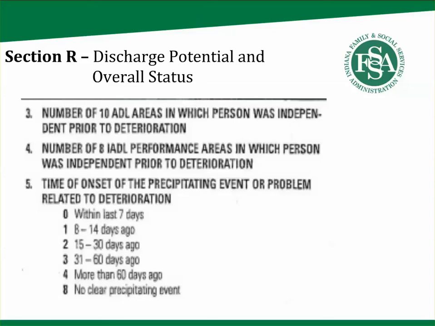And then the third one looks at the time of onset of the event or problem related to the deterioration. So sometimes there is definitely an event that happened. You know what, I broke my hip, and when I broke my hip, I got worse. But sometimes they may not know what it was. They can't describe it, it just sort of happened, and that's fine. You can code for that: there's no clear precipitating event. So again, it's just something you're going to have to take a little bit of time to gather. Sometimes you won't have that information, and that's fine. Just move on to the next question and code it as best as you can.